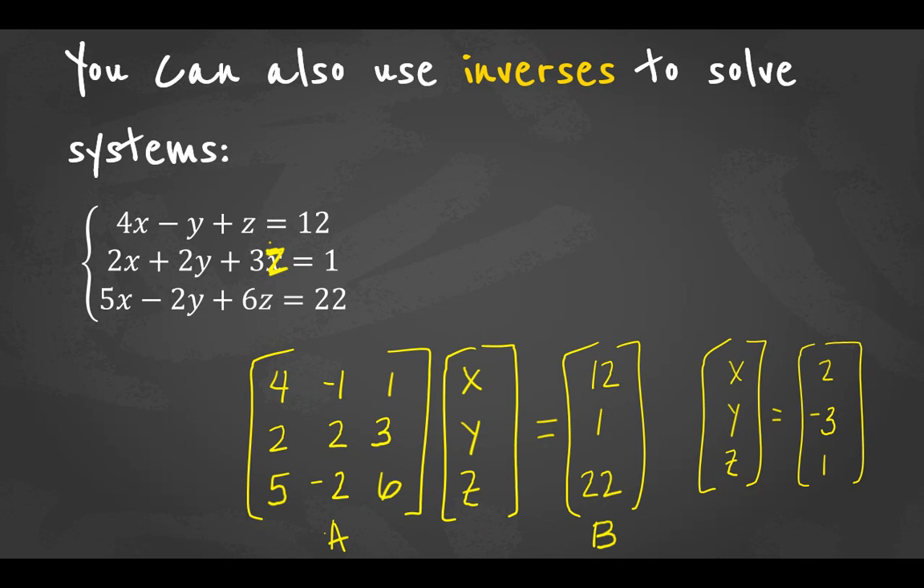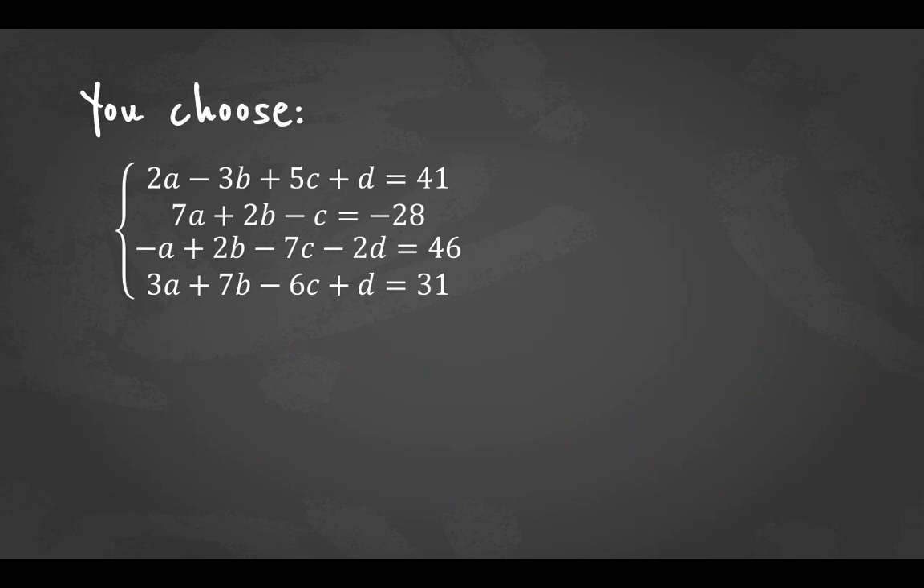And then it's inverse of A times B. Okay, did we do okay with this one? Try a 4 variable. I want to make sure I get this done before you leave.